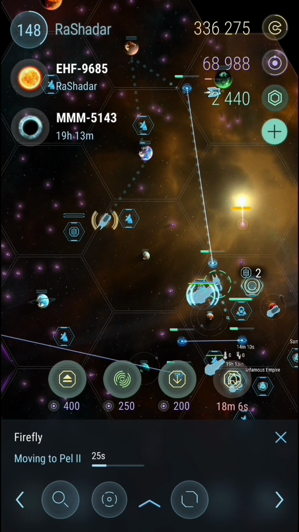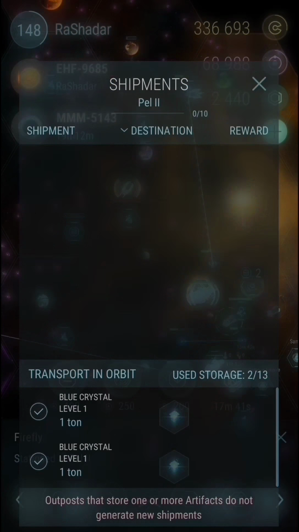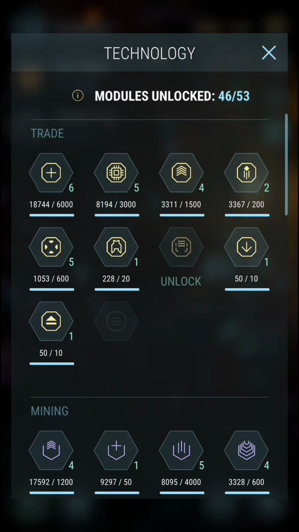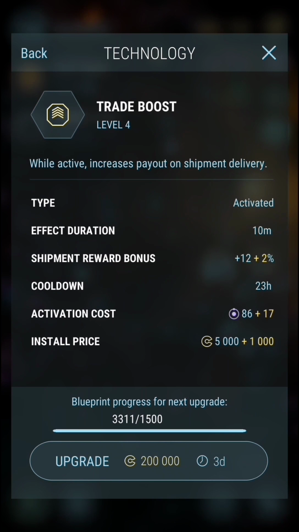So setting up a Clockwork system for your offline shipments, it is not an efficiency boost. This will 100% of the time cost you more hydrogen than just delivering the shipments. So my biggest advice is if you're having hydrogen problems, don't do this. Ignore this whole video until you get to a point where you can afford it. And then at that point, I think it is the best method.